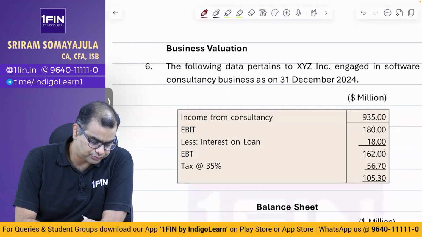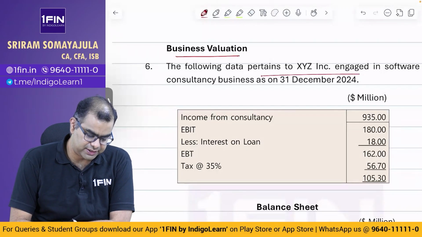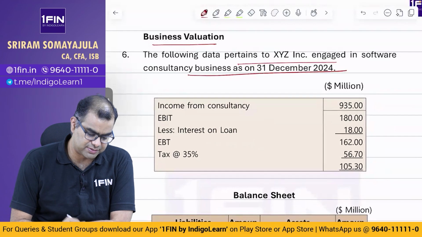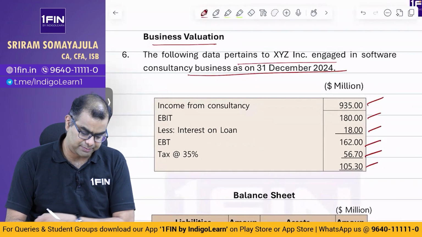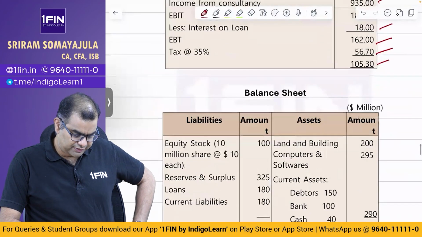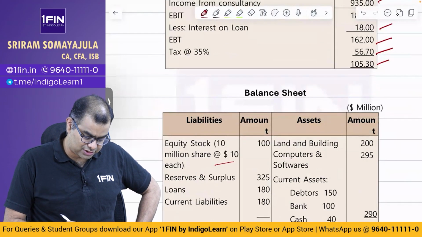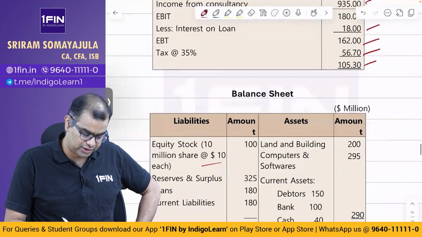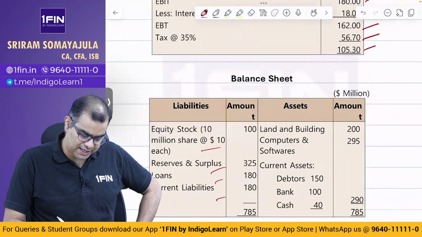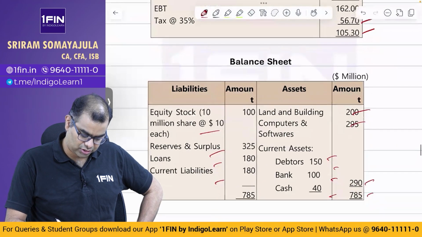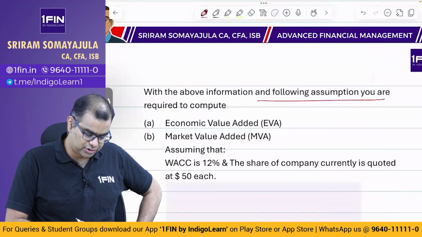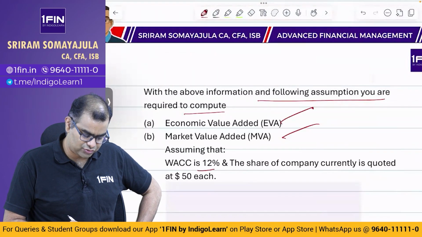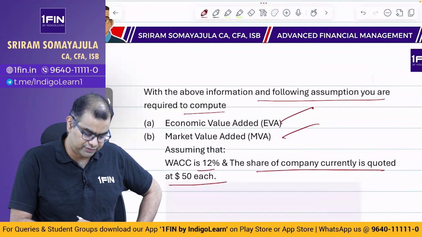Let's go to the next question, and this is from the business valuation chapter. The following data pertains to XYZ Inc., engaged in software consultancy business. Income from consultancy, EBIT, interest, EBT, tax and PAT. Balance sheet: equity stock 10 million at $10 each, all in $1 million. Reserve and surplus, loans, current liabilities. Land and building, computer software, current asset. Total and total. With the above information and the following assumption, you are required to compute EVA and MVA. Assuming that WACC is 12%, the share of the company is currently quoted at $50 each.